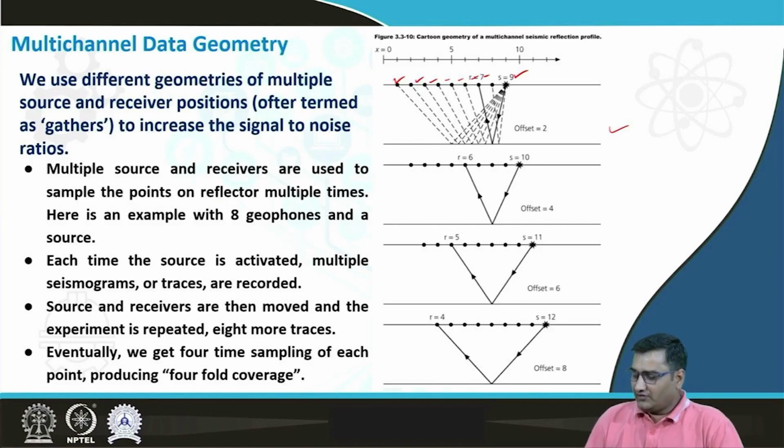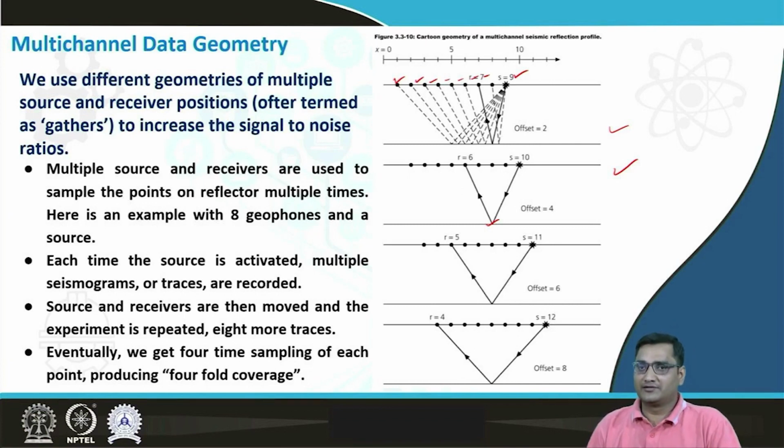So eventually what is happening is that each time you are sampling a point on the reflector such as this one, and you are basically sampling each point 4 times. That means the total fold is 4. We are producing 4-fold coverage using this data geometry, which means each point is being sampled 4 times. When you stack or take an average of the traces recorded 4 times from a single point, you will get the average trace, which will have a good signal to noise ratio.